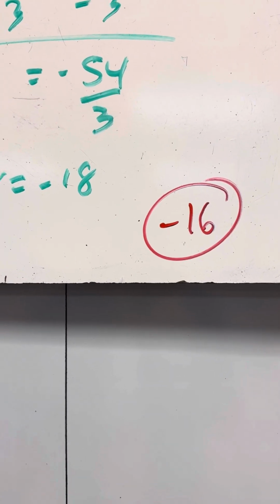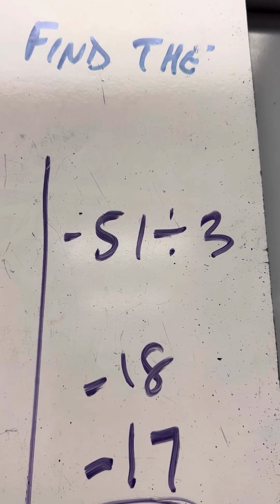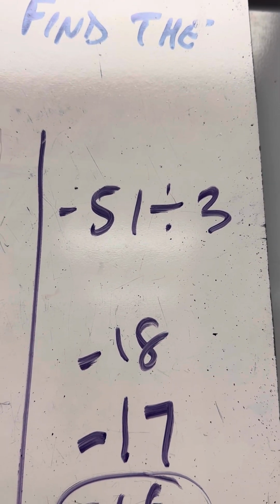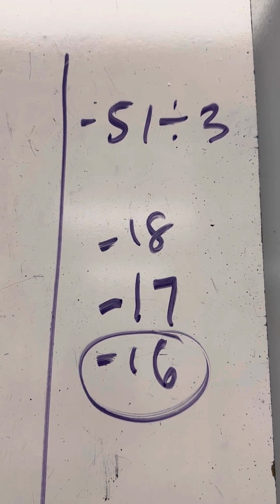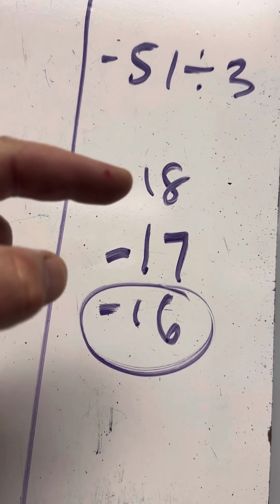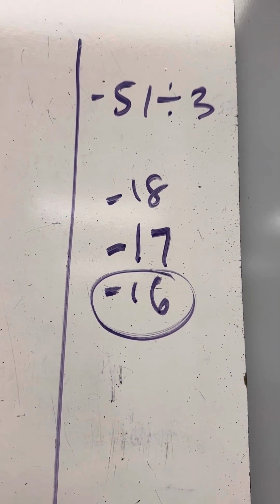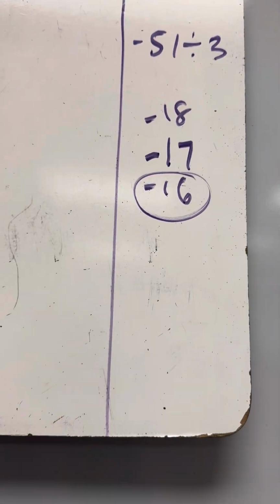Okay. You can do the same thing where you just divide by 3. Negative 51 divided by 3 is negative 17. That's the middle of the 3. So what you do is you add 1 and you subtract 1. And then the greatest of the 3 numbers is negative 16. Okay.